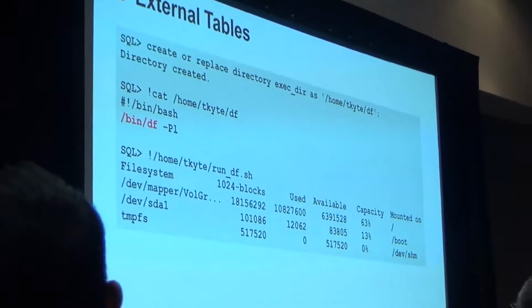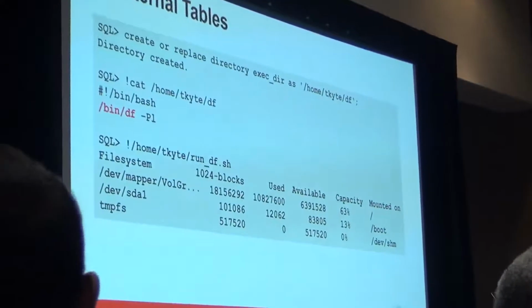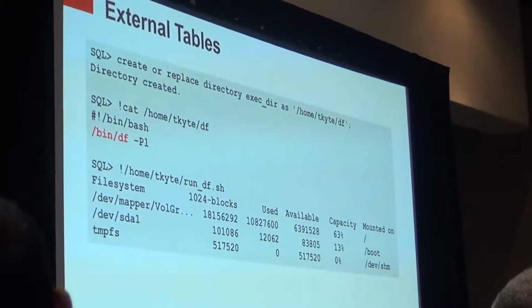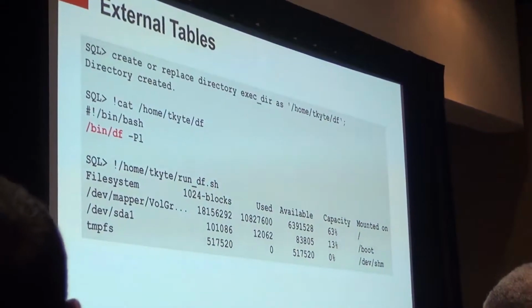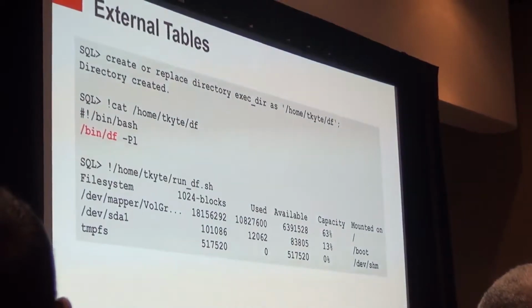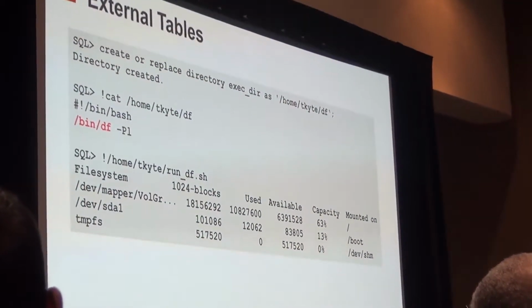I can also do some really interesting things with external tables. Starting in 11.2, and actually in 10.2.0.5 and above, so anything that came out 10.2.0.5 or later, you can select star not just from a flat file, but from the output of a program. This opens up some interesting potential here.